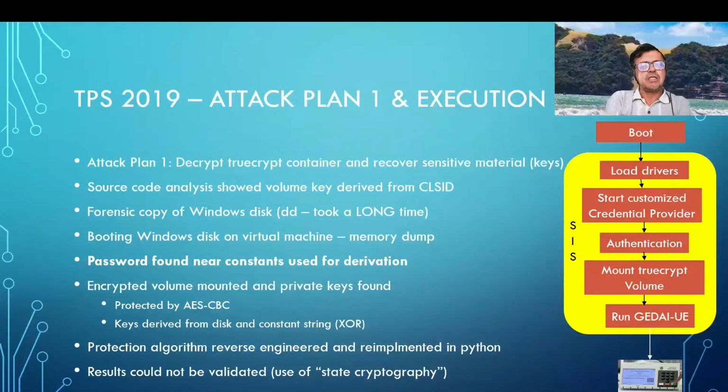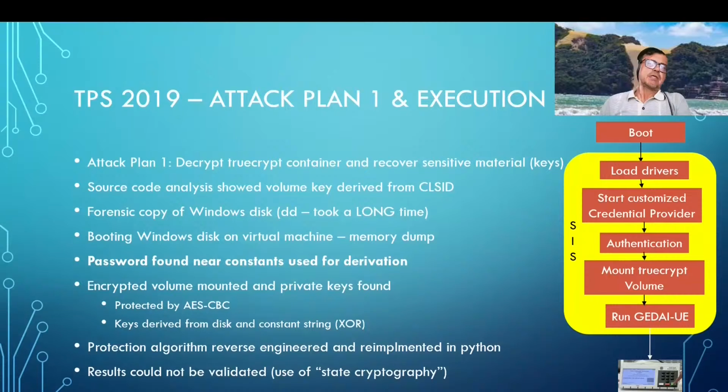So, if you wanted to do something on a SCHEN machine, we would have to decrypt the TrueCrypt container to understand what kind of data was there. At that moment, we didn't know anything about it. But as Peixinho said, we could read the source code during the TPS, and analyzing it, we found the exact point where the TrueCrypt password is derived.